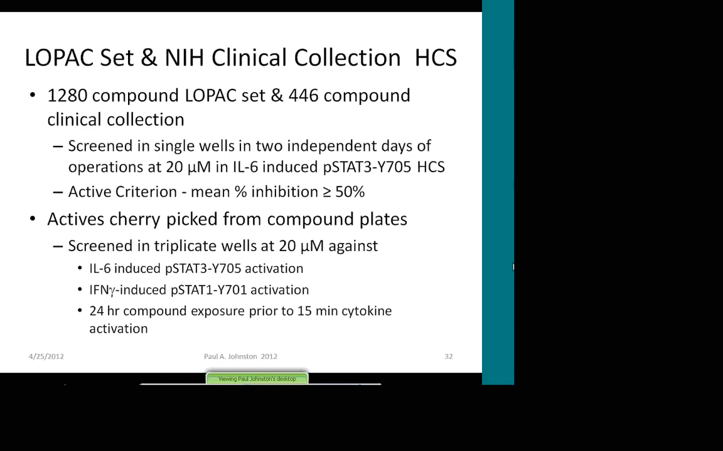And to finish the validation, we tested the LOPAC set, 1,280 compounds, and the 446 compound clinical collection. Screened them at 20 micromolar, and we set our active criterion as a mean percent inhibition greater than 50%. And we were calculating that based on the IL-6 and DMSO plate controls, normalizing the average inner intensity of the phosphotyrosine 705 signal in the nucleus.